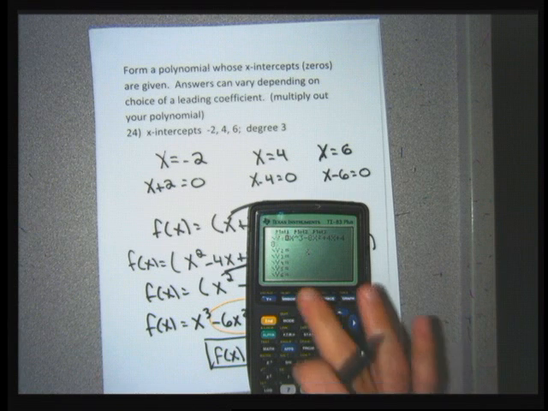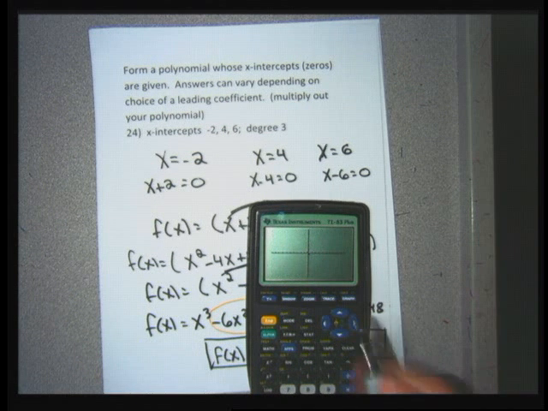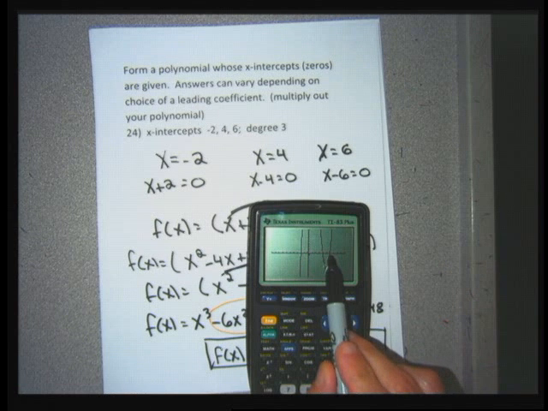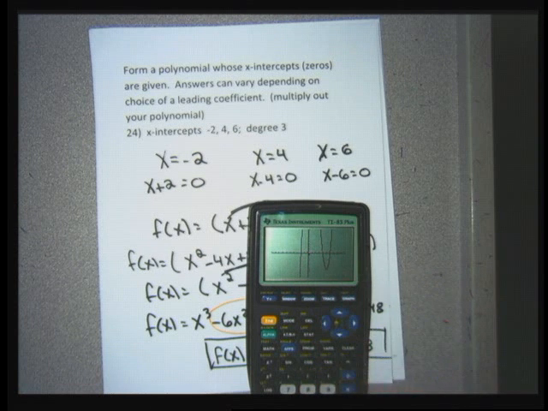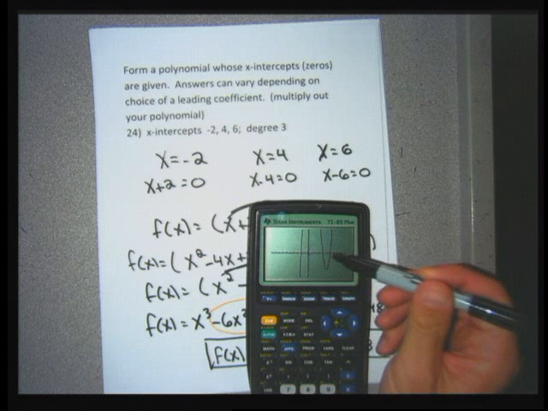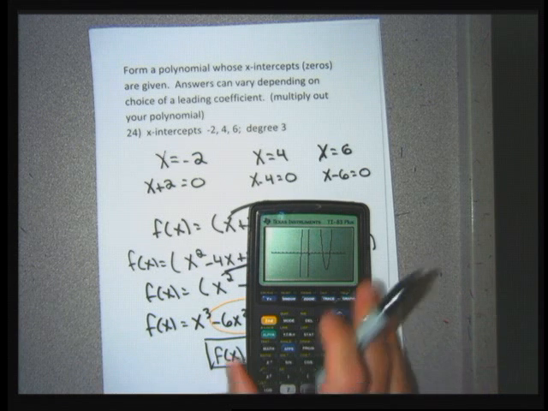I'm going to hit my zoom button, go down to standard to get back to a regular window. Look at -2. There's the x-intercept at -2. That's at 4 and that's at 6. The graph crosses in each of the three places. I'm not asked to find the turning points. I've just created a polynomial that crosses the x-axis at -2, positive 4, and positive 6, and that's all the problem wanted me to do. So that's all there was to do for 24.